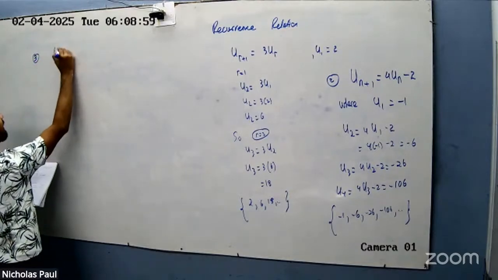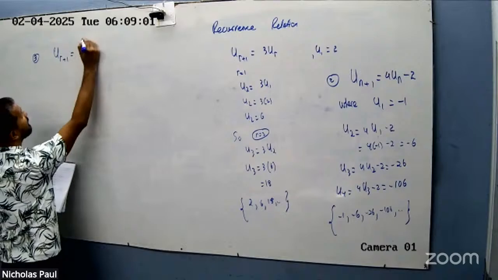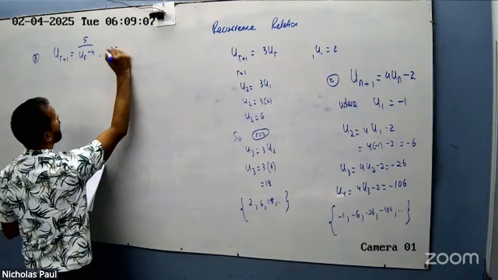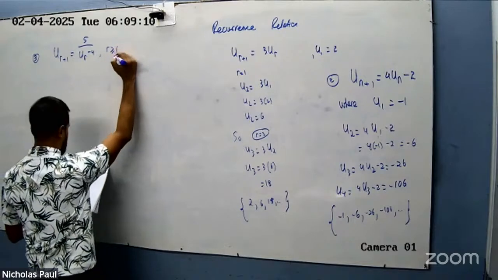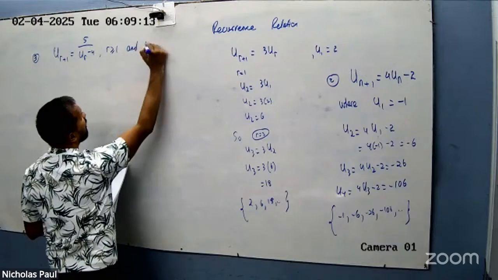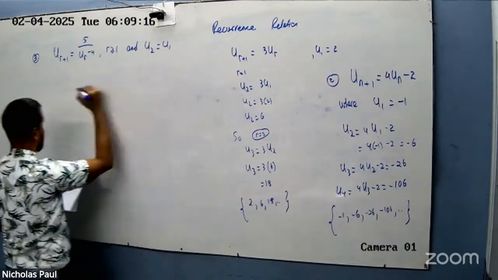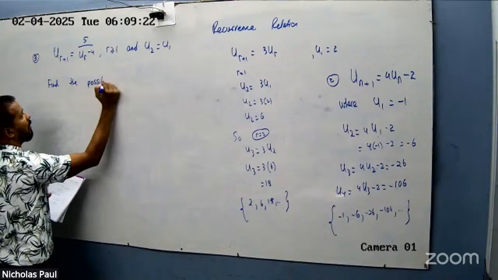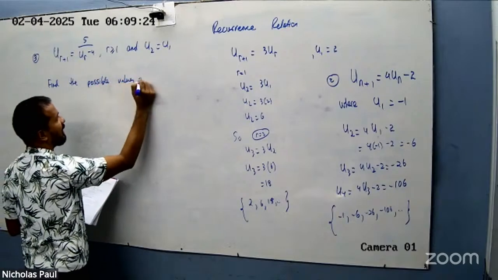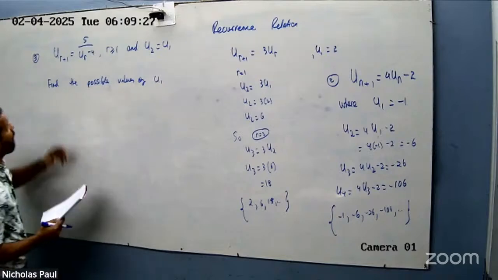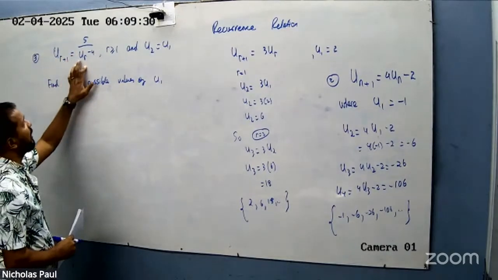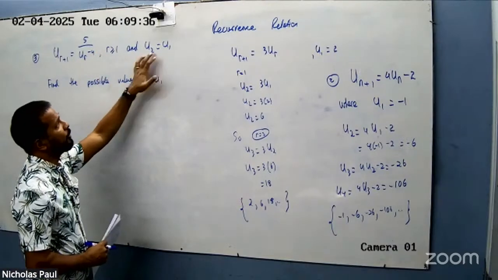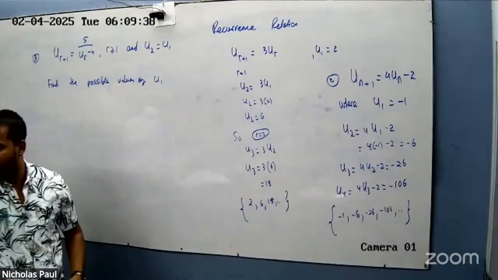Given U to the r plus 1 is equal to 5 over U_r minus 4, r is more than or equal to 1, and U2 is equal to U1. Find the possible values of U1.